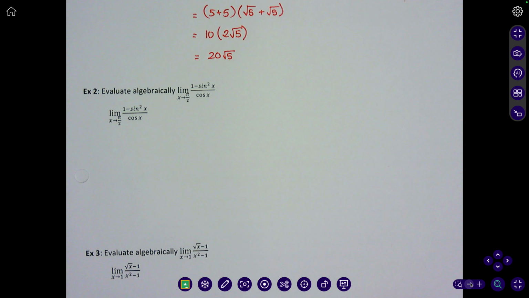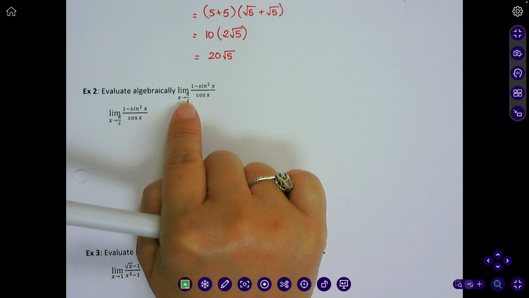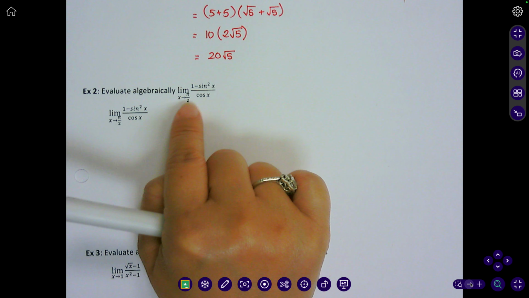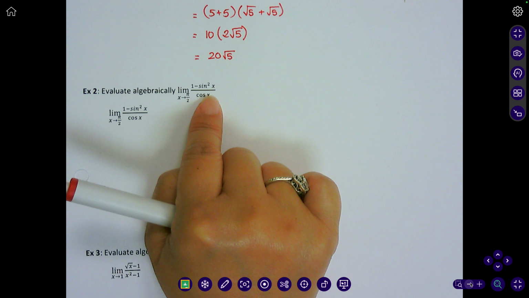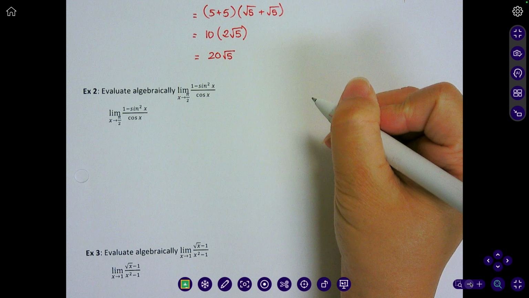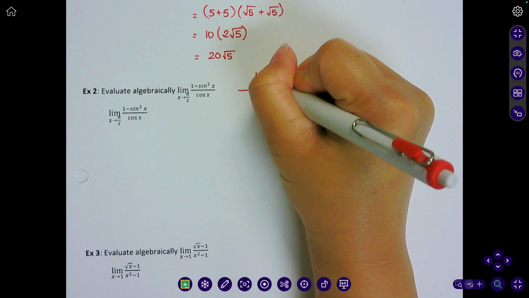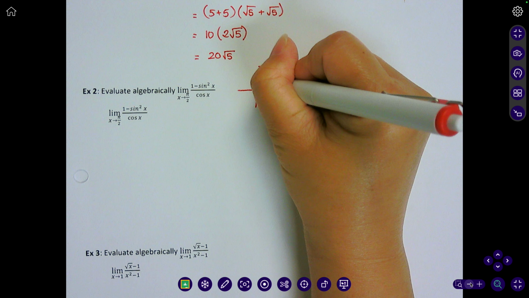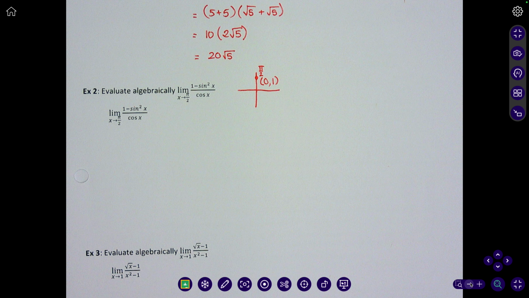Now, example 2 takes us back to trigonometry. It asks you to evaluate the limit as x approaches pi over 2 of 1 minus sine square of x divided by cosine of x. We want to see what this is. The first thing is we're going to plug in pi over 2, yes? But what we want to do is make a little unit circle. Here's pi over 2. The coordinate at pi over 2, hopefully you know, is 0, 1. You go 0, and then you go up 1. That's your coordinate.